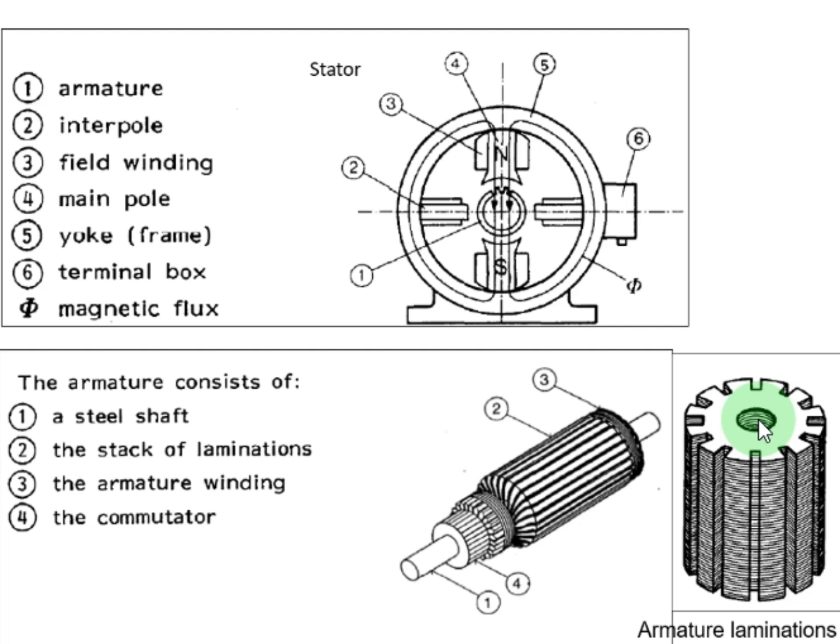And then the windings are actually going through these slots here, and then this part, with a little smaller diameter than the windings, is called the commutator, right? This is the commutator, and then this is the steel shaft.